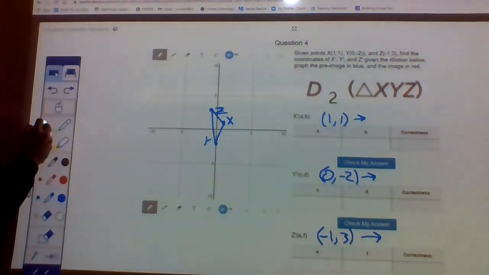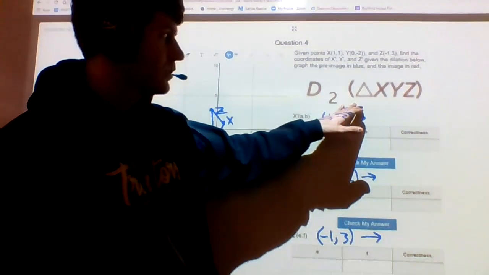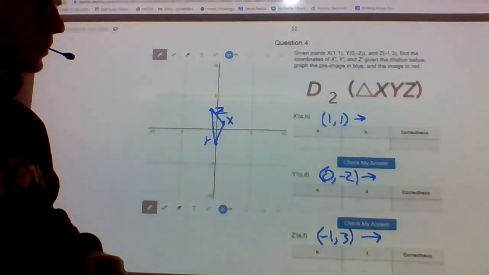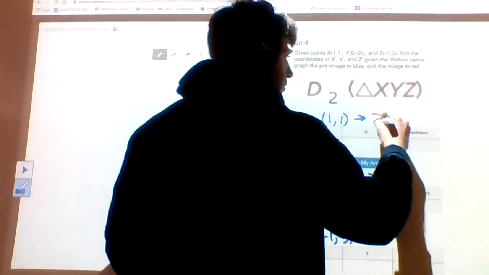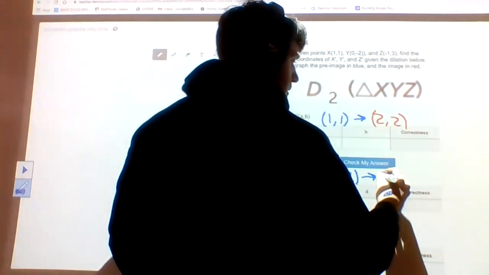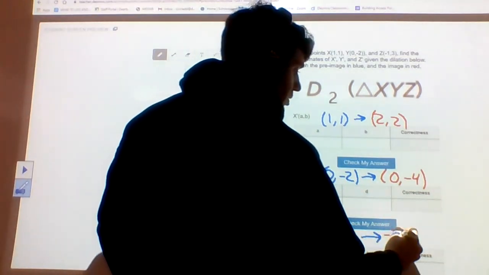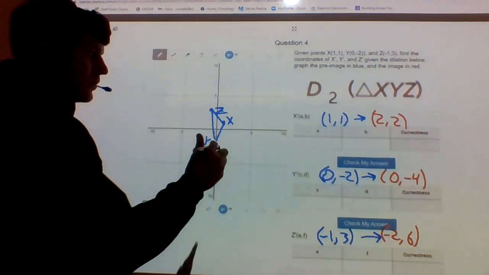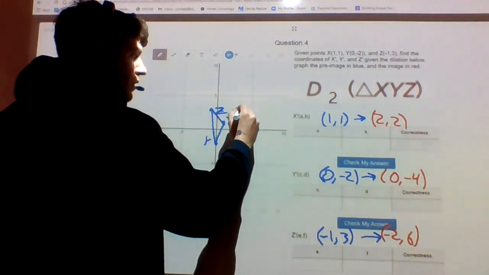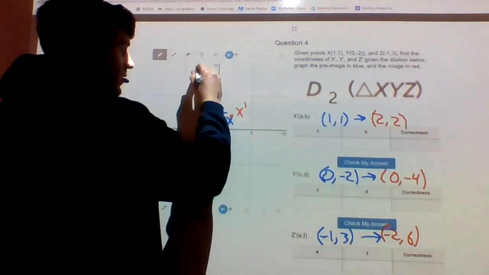Okay, so when we dilate, the center of dilation is 0, 0, the origin. So we're just multiplying all these coordinates by 2. So this is going to become 2, 2. This will become 0, negative 4. And this will become negative 2, 6. Everything's just getting twice as far away. So here's x prime. So negative 2, 6 should be z prime.